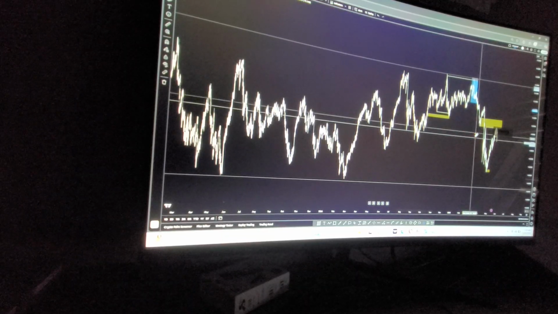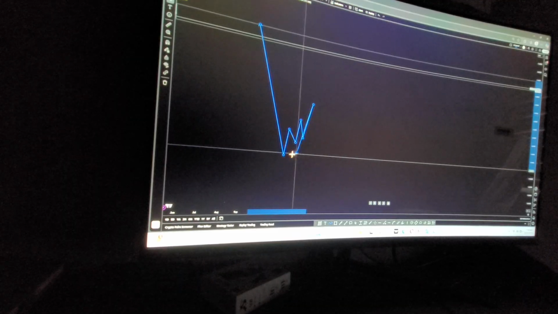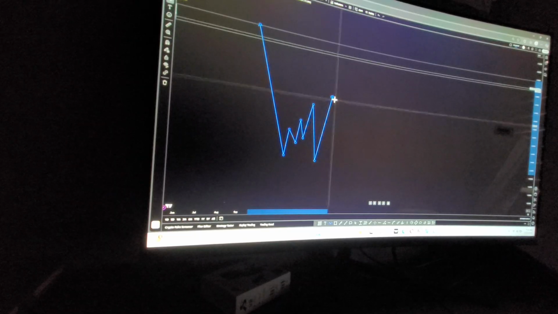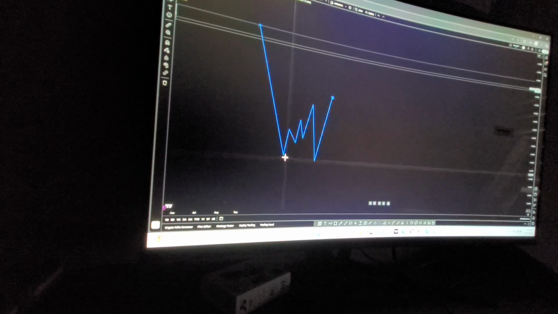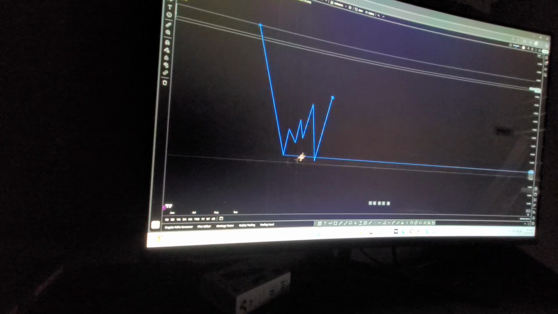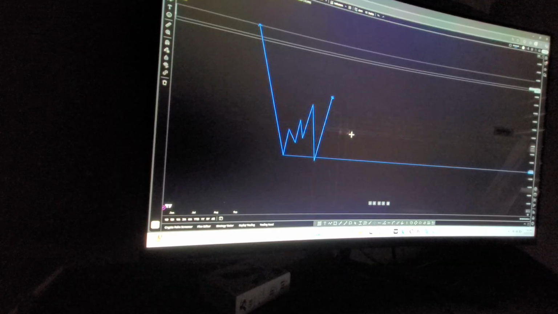Let me give you an example of what I'm trying to talk about. Let's imagine price created this 4-hour high and 4-hour low. Then price came like this, swept this previous 4-hour low, and did something like this. The moment price sweeps this low and takes out this level, then changes direction to the opposite, that is what we call a liquidity sweep.